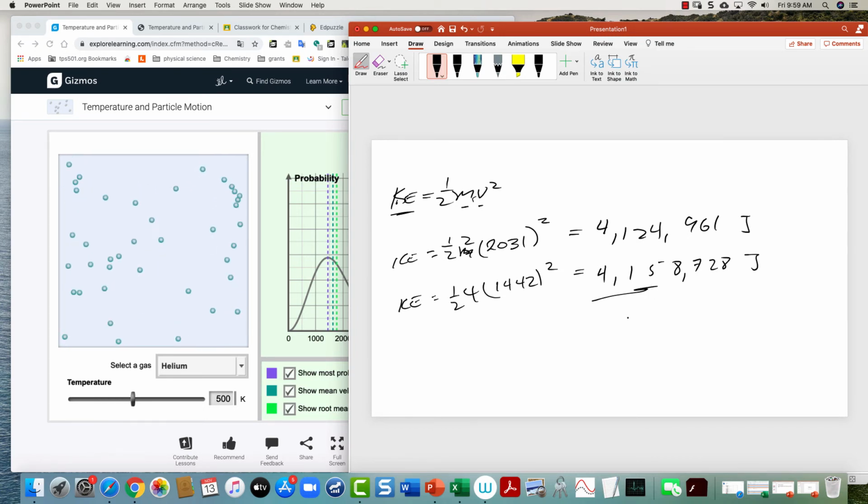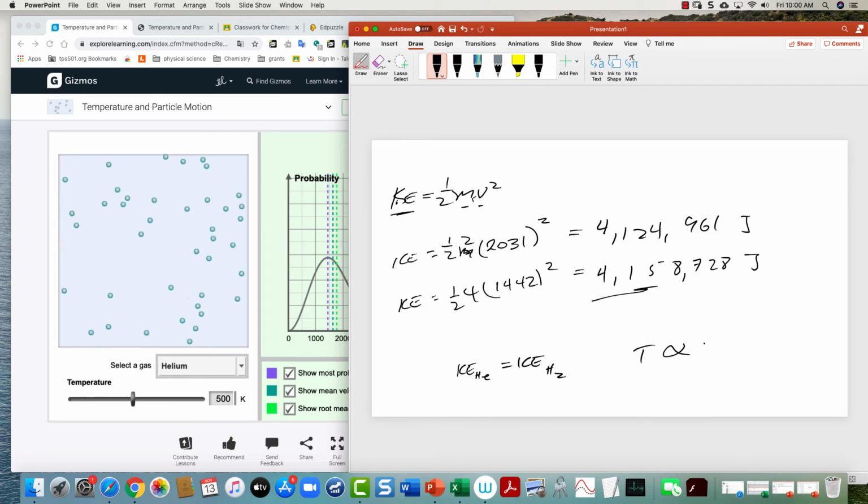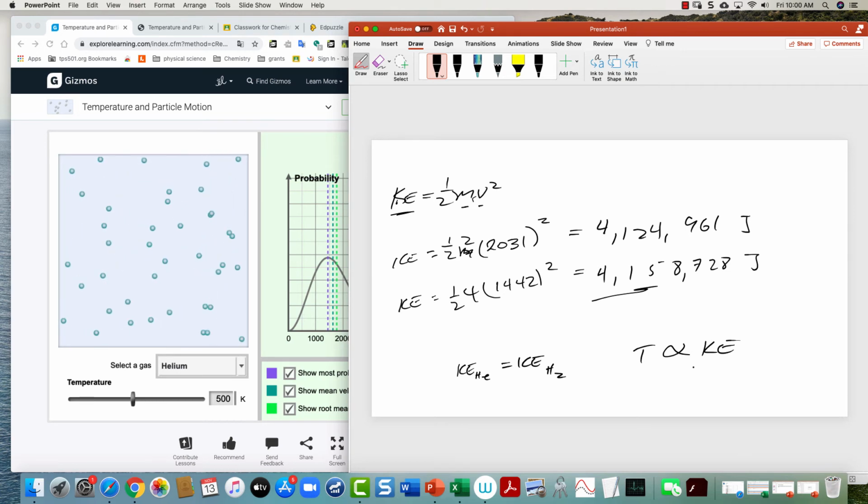If I actually did the actual mass of these things, they'd get closer. So the kinetic energy of helium at 500 degrees is equal to the kinetic energy of hydrogen at 500 degrees, if we actually take specific measurements. And guess what? That means the temperature is directly related to the kinetic energy of the gas molecules. That is important, because now we have a direct relationship between kinetic energy and temperature, and we can relate this to even solids and liquids.